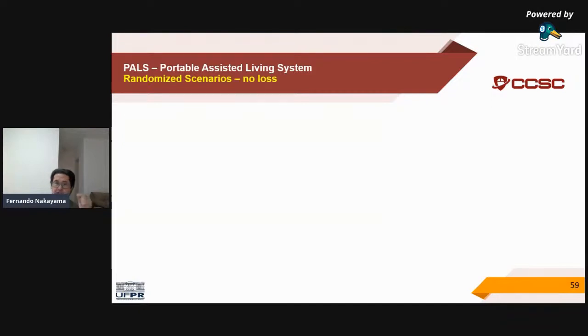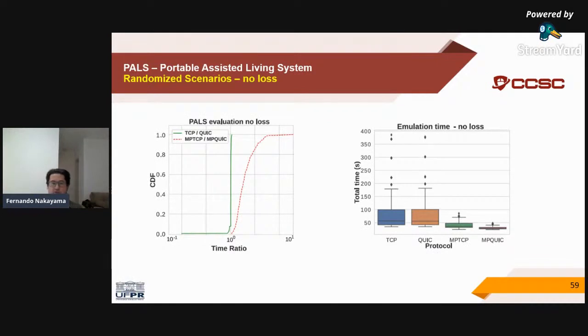These are the results for the experiments without the insertion of loss. The graph on the left indicates the ratio of the delay in transferring the workload using TCP divided by QUIC and MPTCP divided by MP-QUIC. So the idea is that if the protocols had exactly the same performance, the values should always be 1. Any values below 1 indicate better performance for TCP or MPTCP, while values above 1 indicate a better performance for QUIC and MP-QUIC.